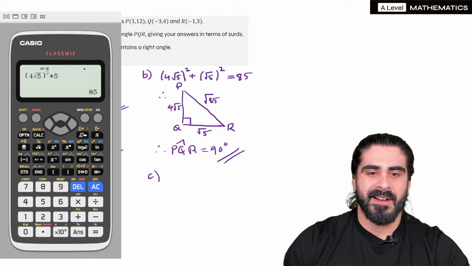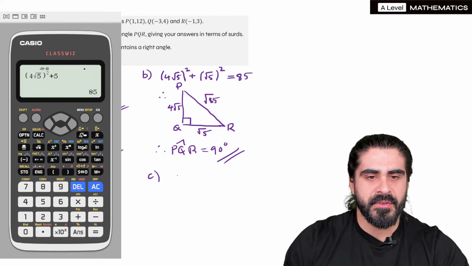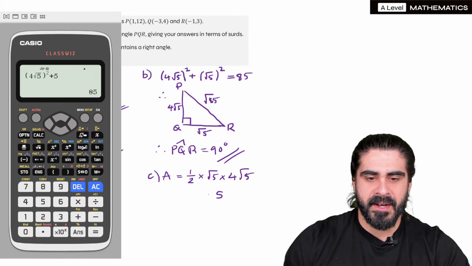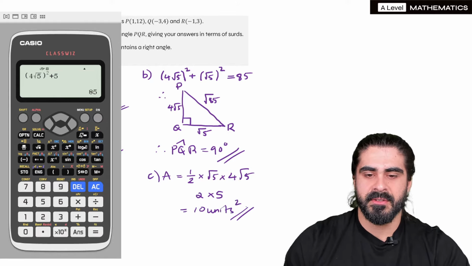Then part C is easy. I've actually just done the diagram. So find the area of the triangle. We're saying that the area is a half times the base length root 5 times the height 4 root 5. Root 5 times root 5 is 5. A half of 4 is 2. So you have 10, and you can say units squared for this one.